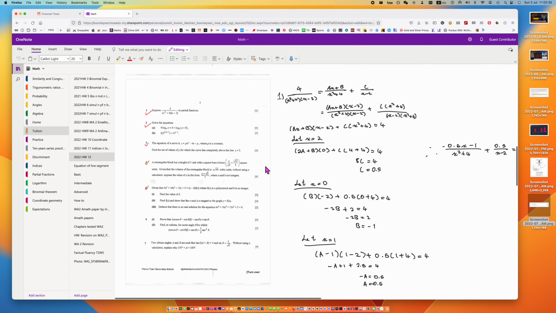Okay, next. For the partial fraction, I don't need to talk about it, because I look at your working, it looks fine. Yeah, it looks good. And in fact, partial fraction is the giveaway.